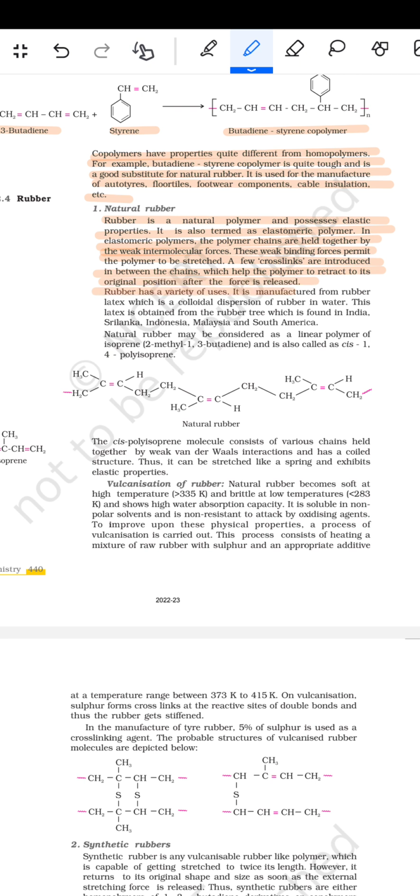Rubber has a variety of uses. It is manufactured from the rubber latex, which is a colloidal dispersion of rubber in water. This latex is obtained from the rubber tree, which is found in India, Sri Lanka, Indonesia, Malaysia, and South America में. फिर natural rubber may be considered as the linear polymer of isoprene, 2-methyl-1,3-butadiene, and is also called cis-1,4-polyisoprene. तो नेचुरल रबर का स्ट्रक्चर ये हो गया.